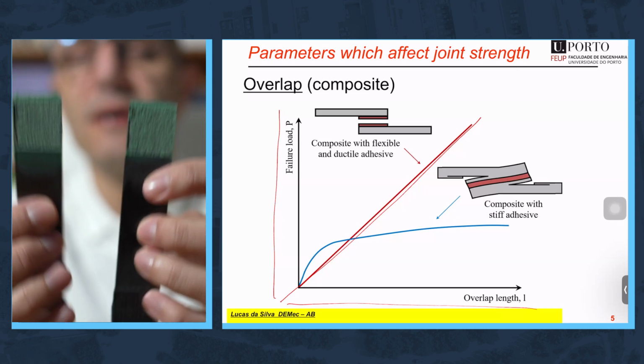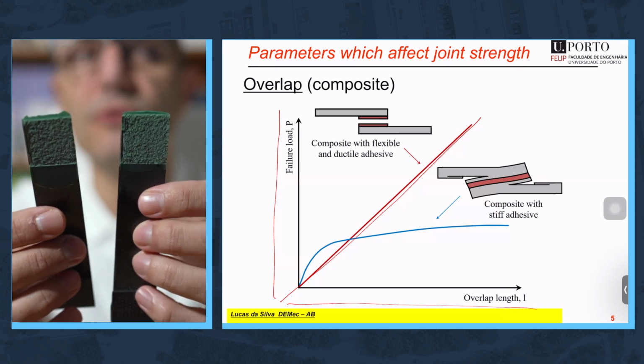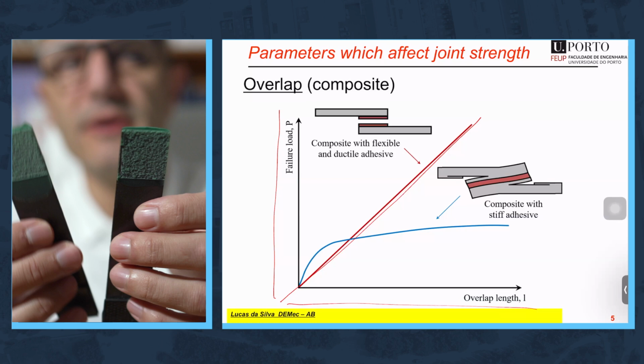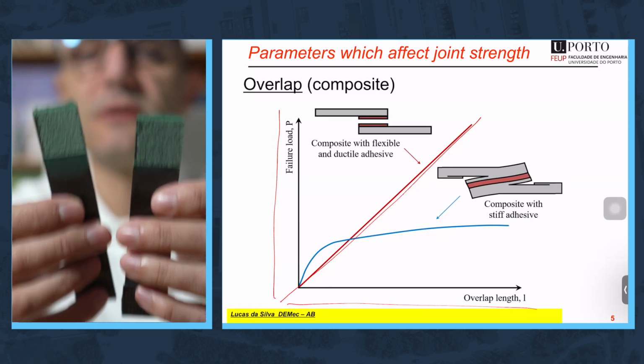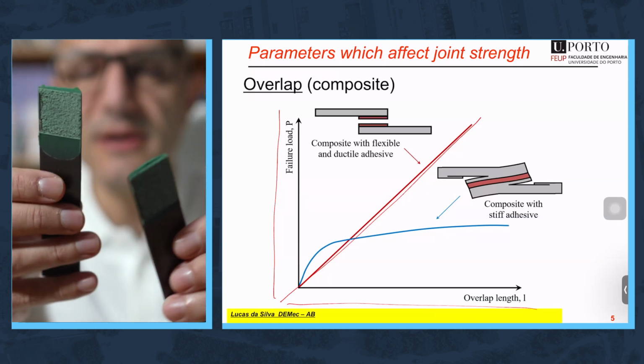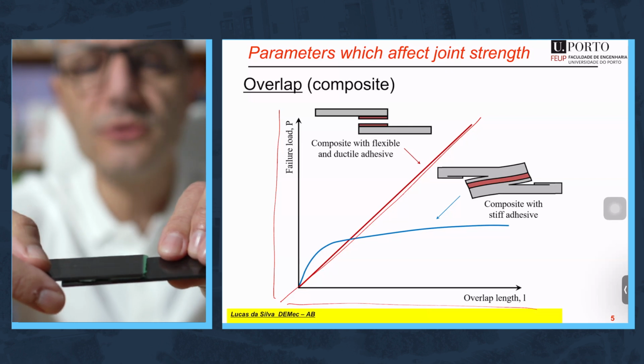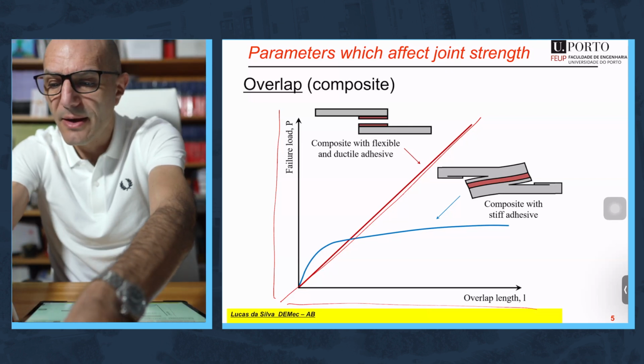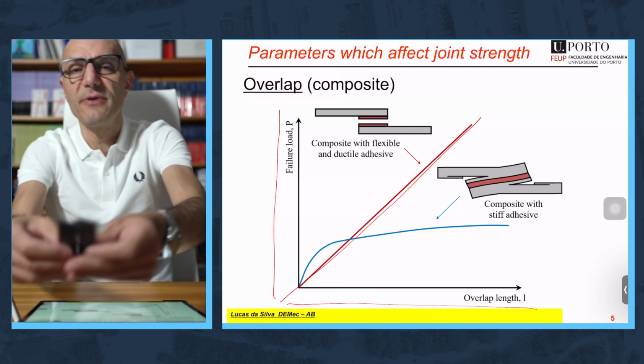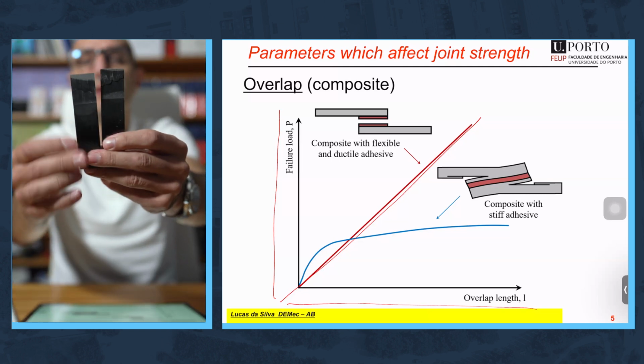That's why in cars, for example, that use composite, they would use a relatively flexible adhesive such as a two-part polyurethane so that you don't have delamination and you can make use really of the whole overlap. Now imagine you have a stiff epoxy. This is where you have delamination.